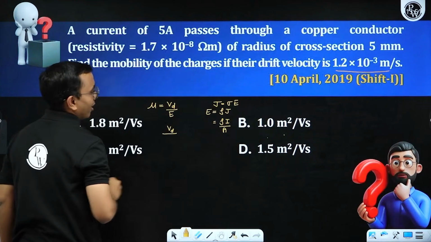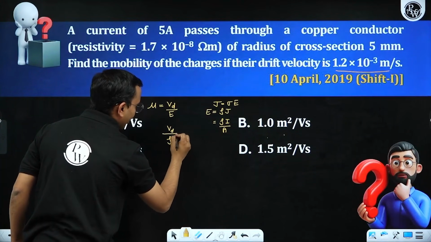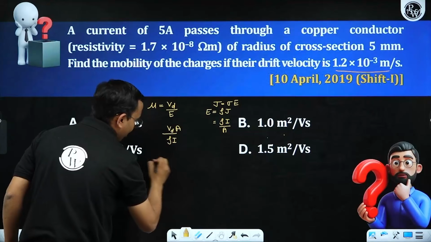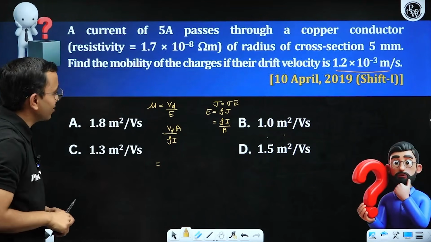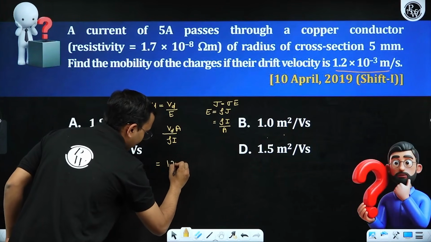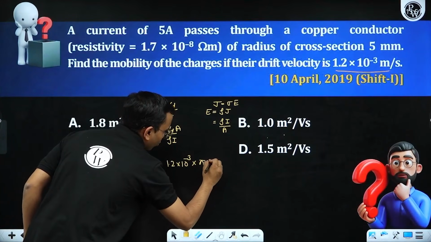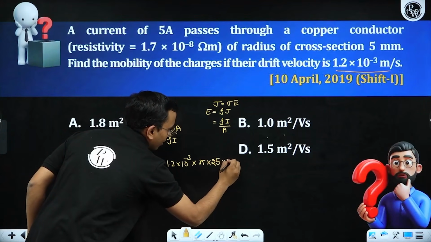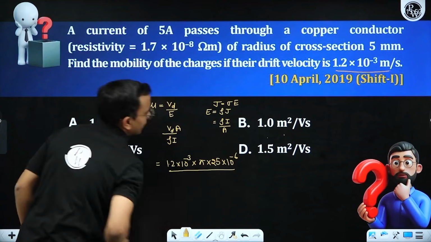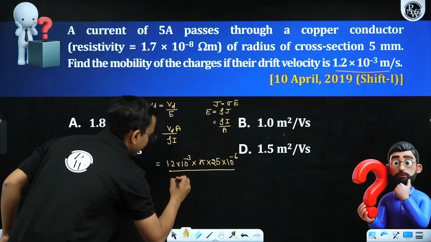Yeah. Now I'll put it. So E, that is rho I by A. Yeah. Now I think everything will be fine. I was thinking that this is coming too big. V drift is 1.2 into 10 to the power minus 3 into area pi into r square. Yeah. This. And rho is 1.7 into 10 to the power minus 8.